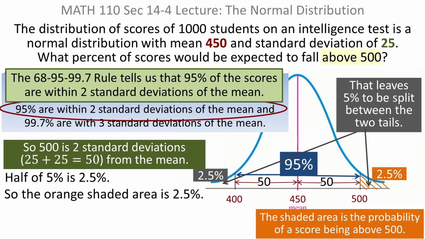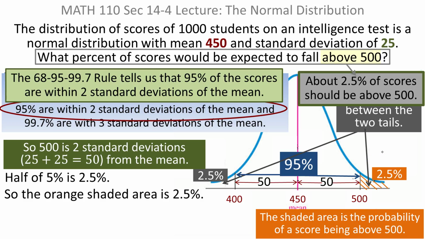Now you can see that the shaded area represents an area that's 2.5% of the total area. So about 2.5% of the scores should be above 500. Think about how you did that. The flow of the problem is about the same in either case, but you have to look exactly at the question to figure out which part of the area you need.